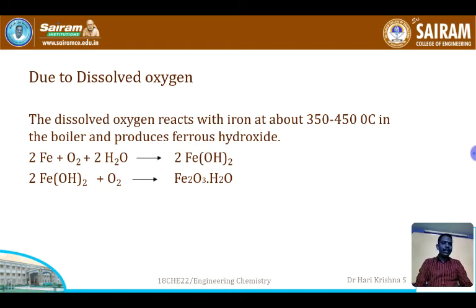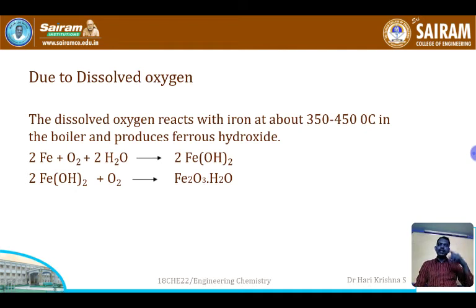This free oxygen attacks the boiler as shown. The free oxygen attacks the iron in presence of water to give ferrous hydroxide. Ferrous hydroxide once again combines with oxygen to give rust. So how is this oxygen formed? Dissolved oxygen under high temperature. What is the temperature? 50 degrees to 450 degrees Celsius.